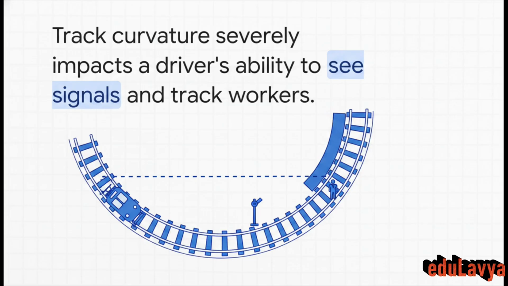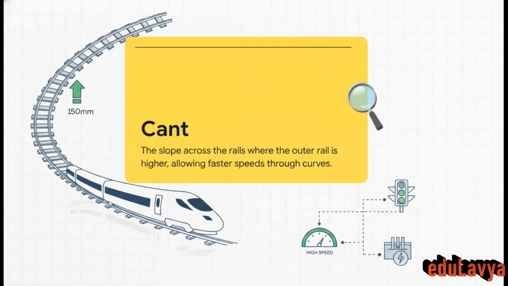Curvature severely impacts the safety of track workers, too. It makes placing line-side telephones highly dangerous, simply because staff trying to access them can't see fast-approaching trains coming around the bend. So the crucial concept to grasp here is cant. Cant is basically the slope of the track across the rails, essentially banking the outer rail higher than the inner rail. They can elevate this outer rail up to 150 millimeters to let trains maintain higher speeds through corners.